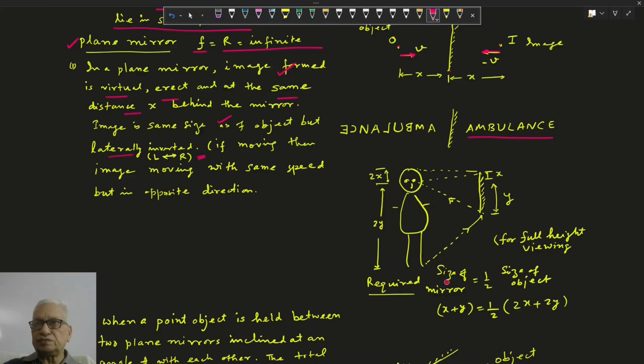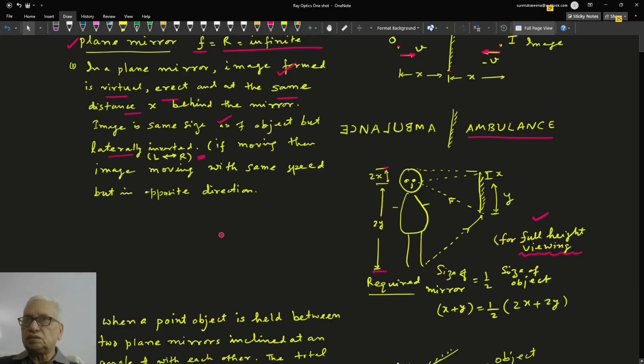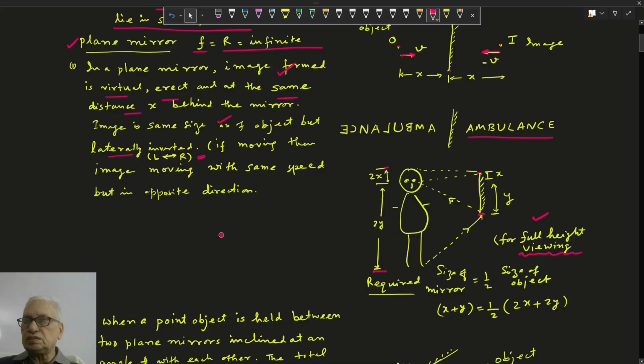Suppose you want to see the whole image of yourself, and your height from eye to the head is x, and from eye down to the feet is y. So from the ray diagram we can see the size of the image mirror should be x plus y, where the size of yourself is 2x plus 2y. So half the size of yourself is the mirror size required. The size of the plane mirror required to see our full image is half of our own size.